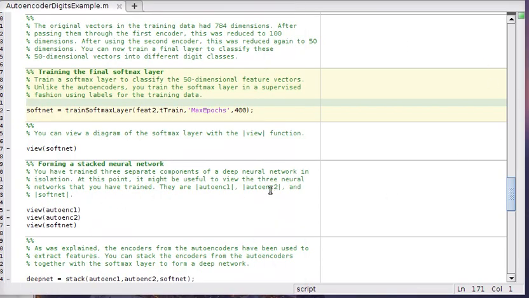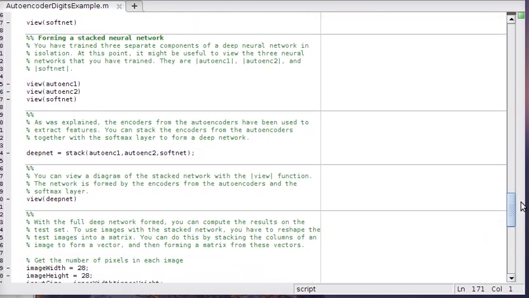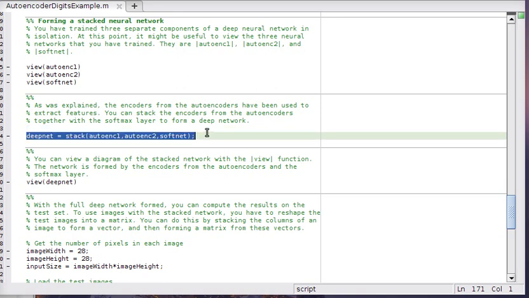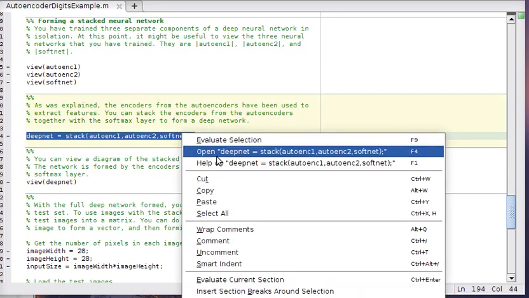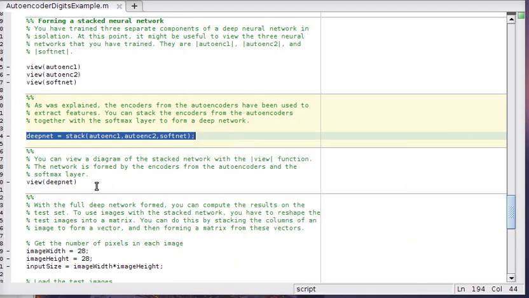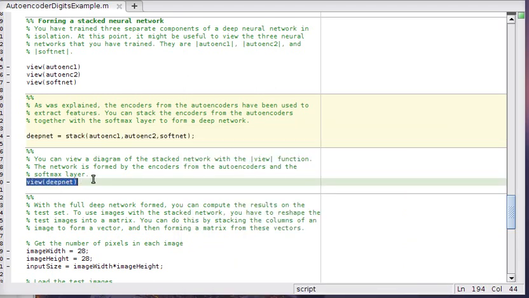All right, so that was very quick. And here we go. Now what's neat about this is we can now stack these autoencoders. And so we're going to call that the deep net. And the deep net is going to be stacking the autoencoders. And now we can view our deep network.